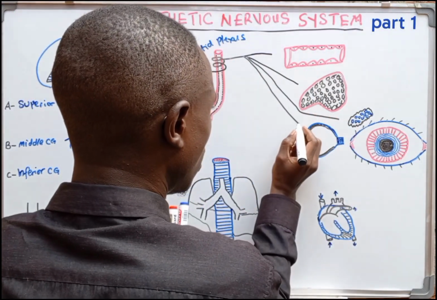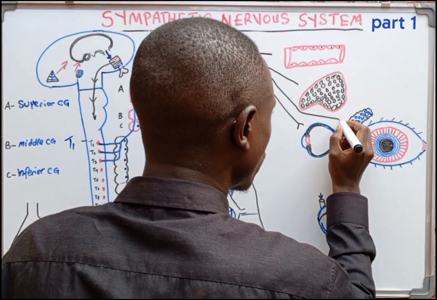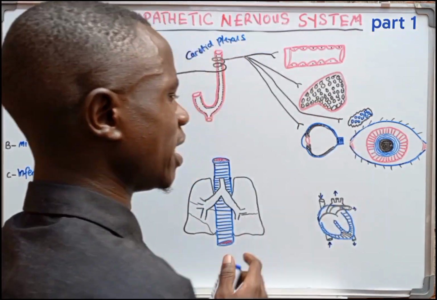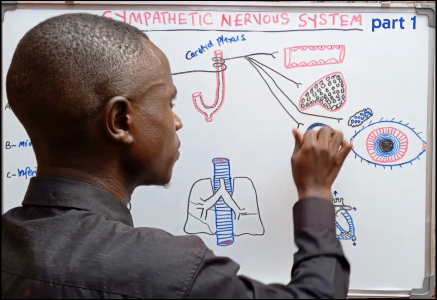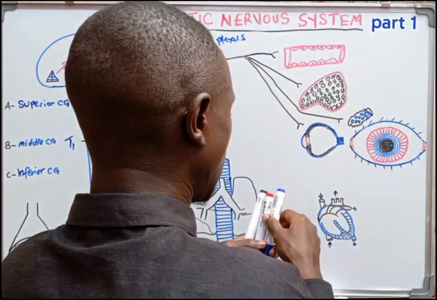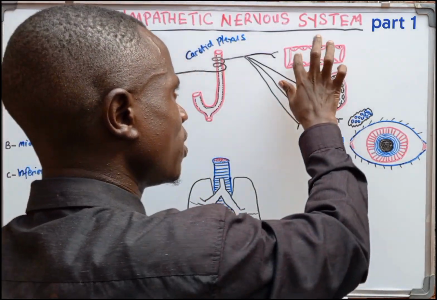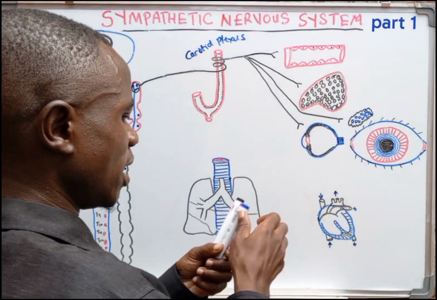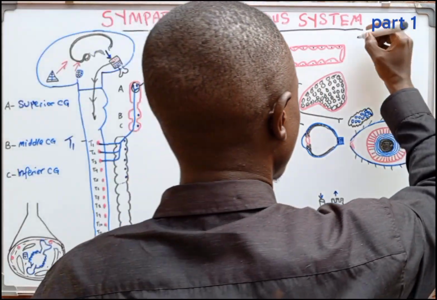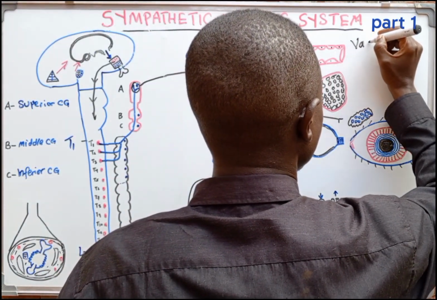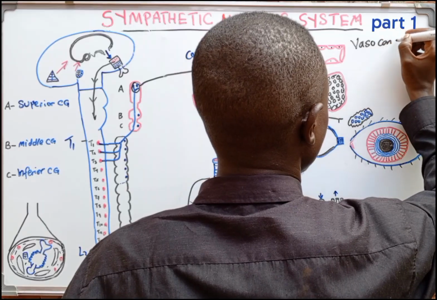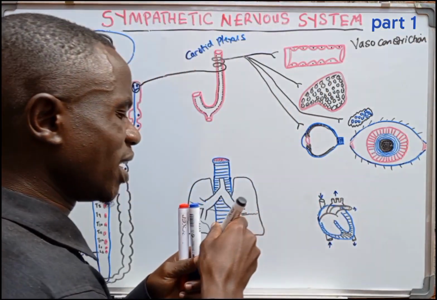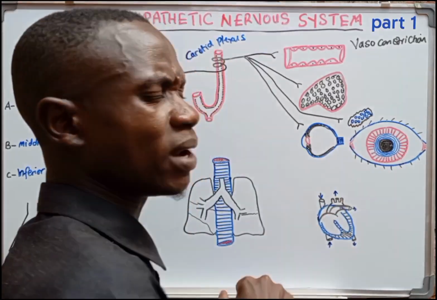Okay, so what you should know is that the neurotransmitter which is going to be released is norepinephrine. So what's going to be the effect on the blood vessels? The effect of norepinephrine on the blood vessels is going to be vasoconstriction. Okay, vasoconstriction. They're going to lead to narrowing of the blood vessels.